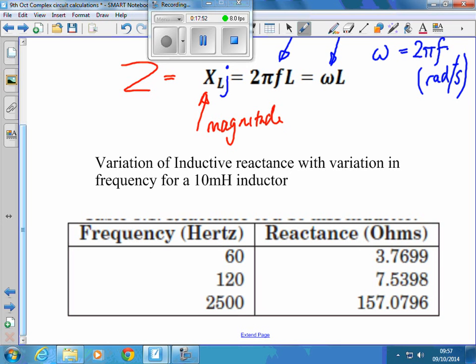And although there's a lot of maths in this, try and get an understanding of the underlying electrical principles of what happens when we change things in AC circuits. So that's what's happening. As we increase frequency with an inductor, we actually increase its impedance in the circuit, therefore the current falls.